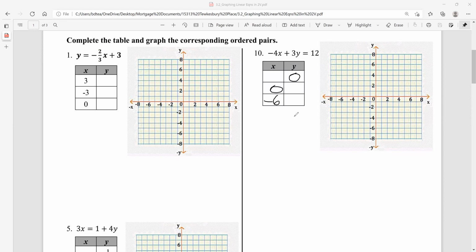All right, so I'm strategically choosing these numbers, and I'm almost looking ahead to see what the final solution is going to be. Because when I take this equation, negative 4x plus 3y.